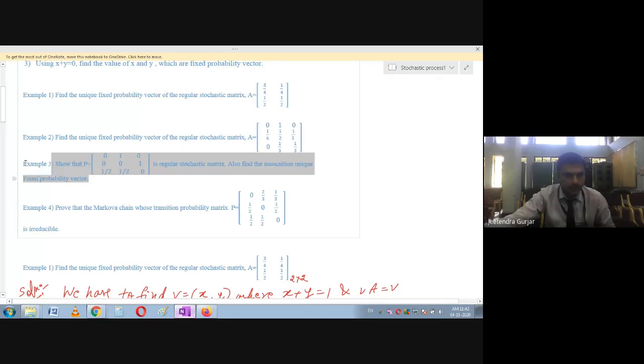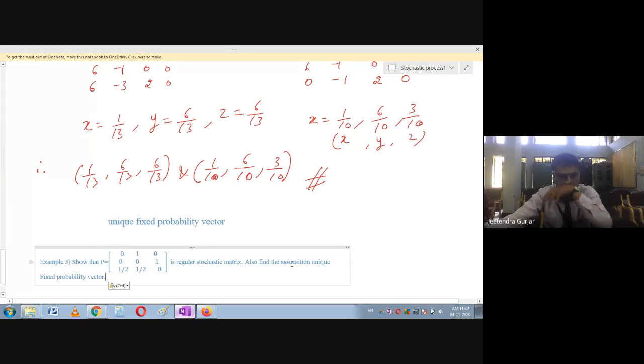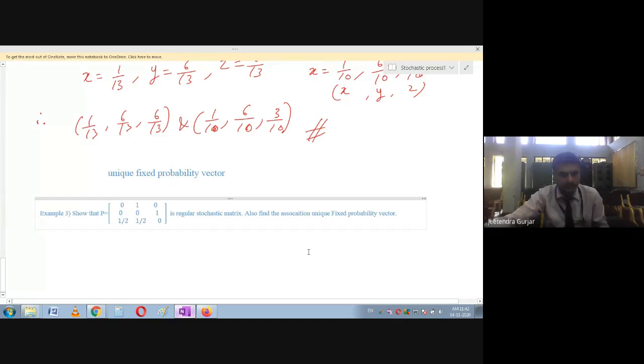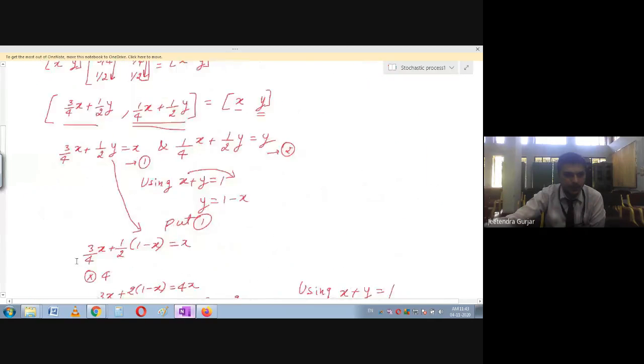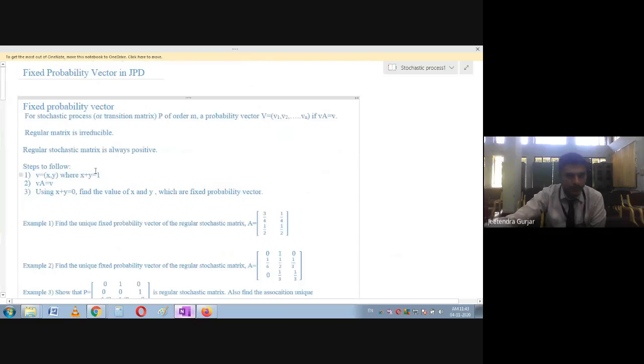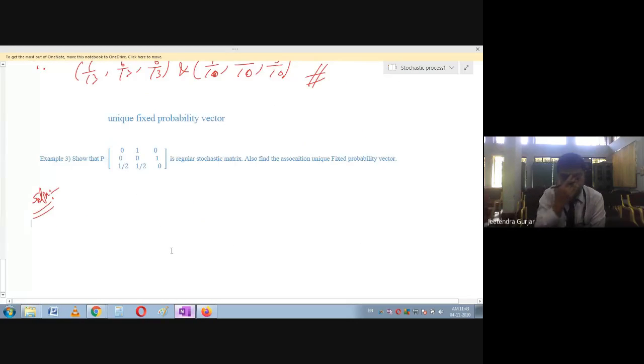Yes, third example. Now you can try this example, students. Third one, what is it saying? First, it is asking to show that P is a regular stochastic matrix. So when will it be regular, students? You can solve it very easily. When will it be regular? I have already given a note here: when the next matrix becomes positive.